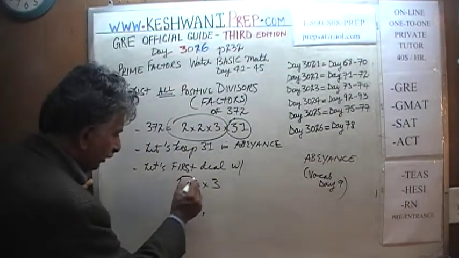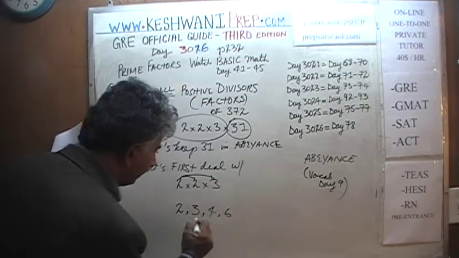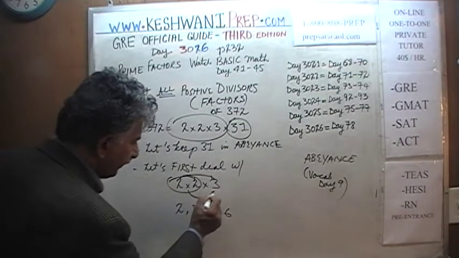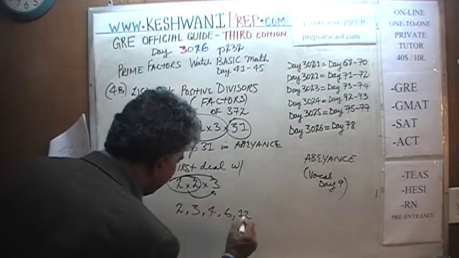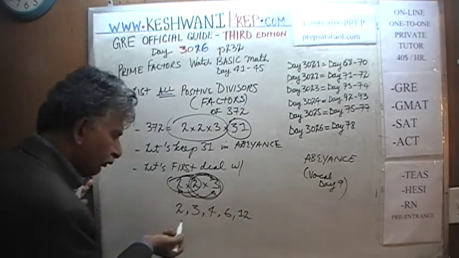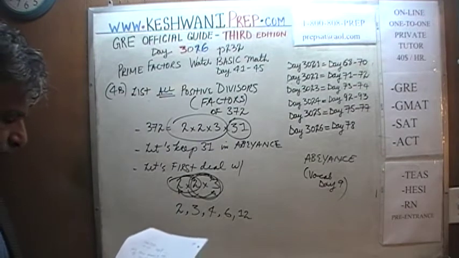Then here we go. 2 times 2 is 4. 2 times 3 is 6. So we have done them individually. Now we're going to pair them together. 4 times 3 is 12. And now put these together. 2 times 3 is 6. 6 times 2 is also 12. So we don't have to worry about that. That's it. We're done with that part.